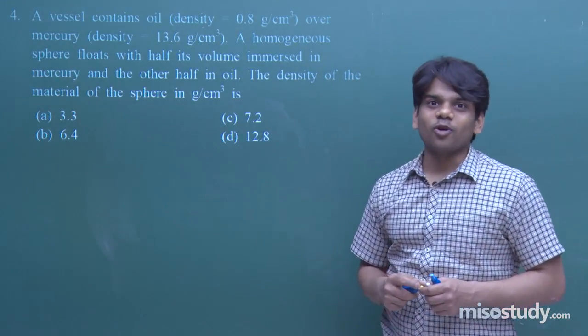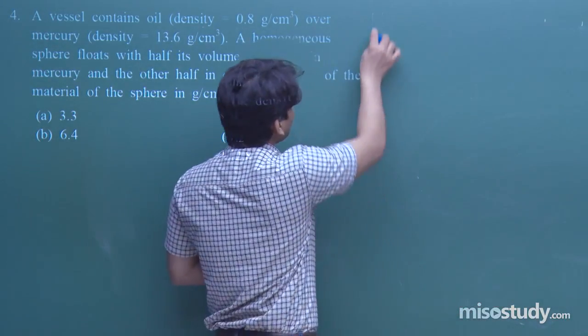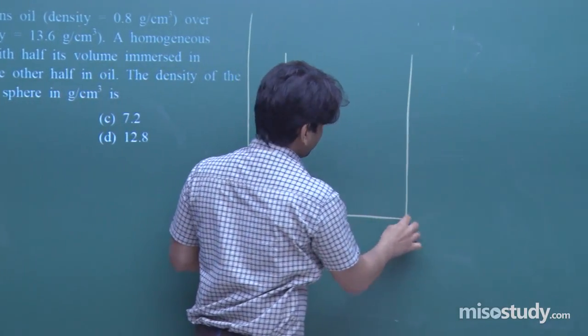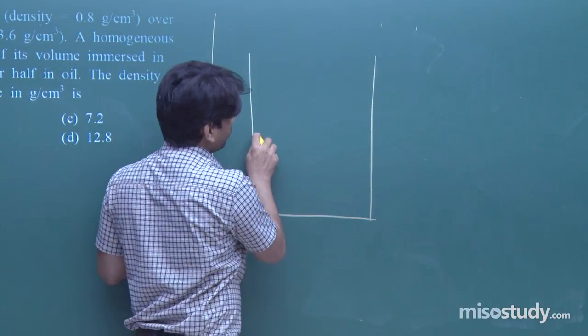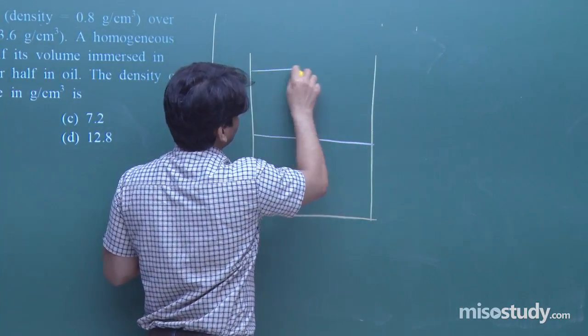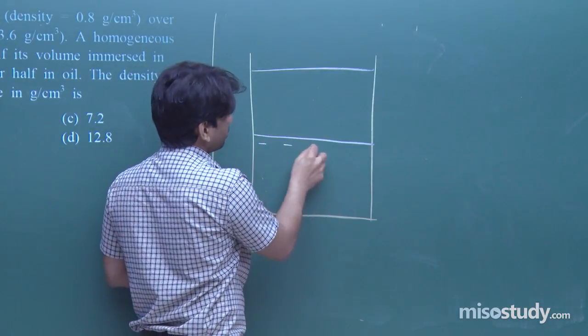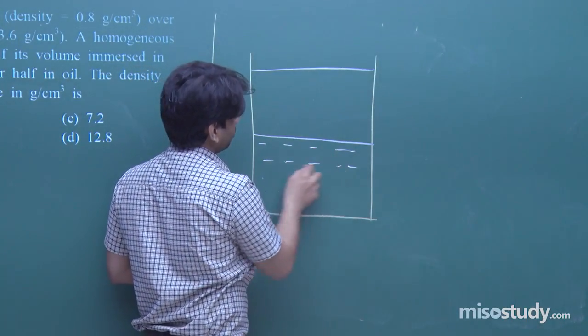Let me show you the scenario of what's happening. We have two immiscible liquids which are contained in a container. I am showing you two liquids, one is mercury, one is oil. Mercury will normally be in the bottom part, as its density is quite high.